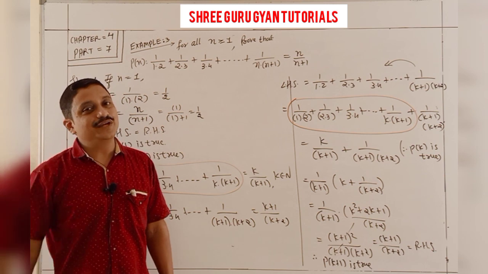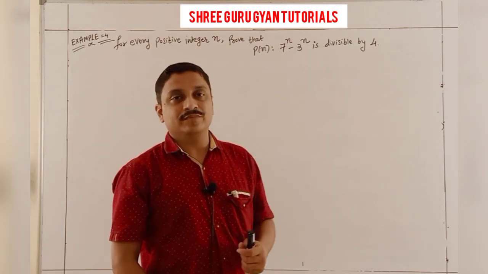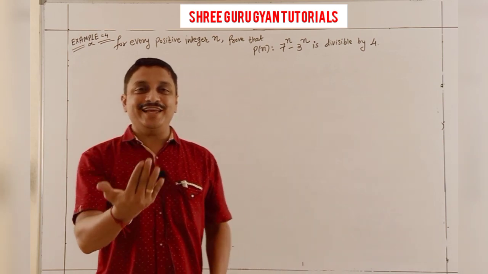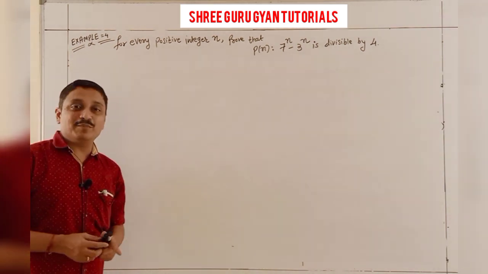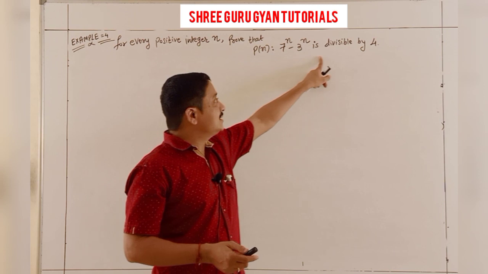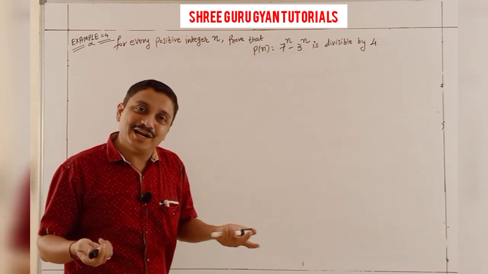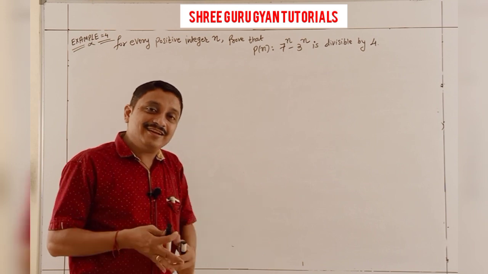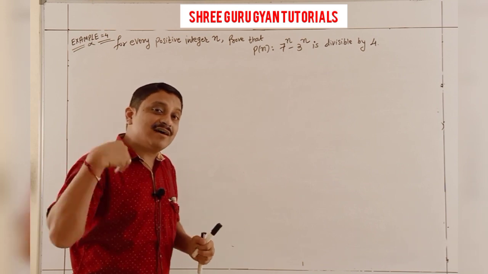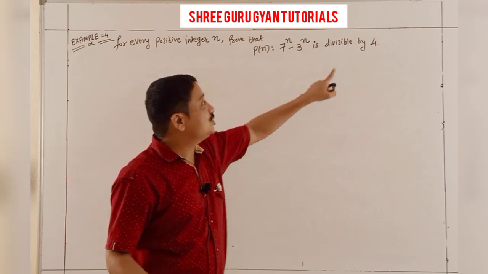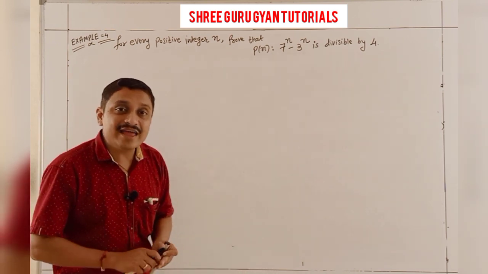Yes students, now we are going to the next one. Now students, we are going ahead slowly. One more example, example number 4. Prove that it is divisible by 4. Means my answer is a multiple of 4. Then it is divisible: 4 ones are, 4 twos are, 4 threes are, 4 fours are. Any number multiplied by 4 is surely divisible by 4.